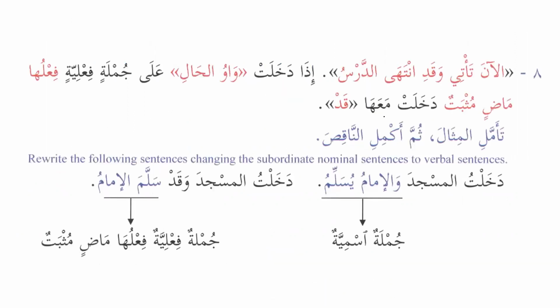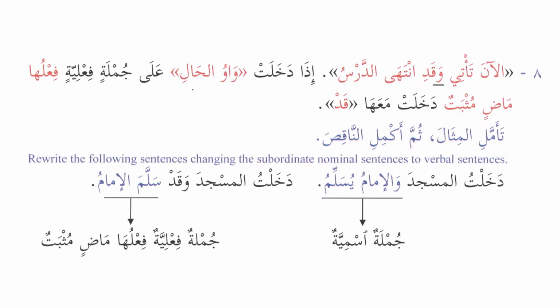Now here we have واو الحال. In the beginning of the lesson we discussed it, and in one of the previous lessons, I guess lesson number 4, we discussed واو الحال being used with a nominal sentence, al-jumla al-ismiya. Now we will see, inshallah, in this lesson how to use it with al-jumlatul fi'liya. If we have a verbal sentence, how to use it. The teacher says, الآن تأتي وقد انتهى الدرس. You come now while the lesson has finished.